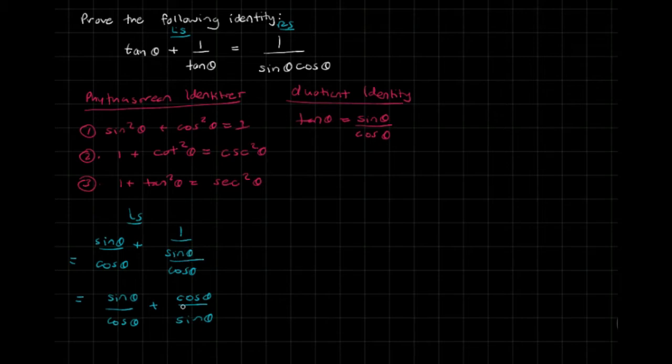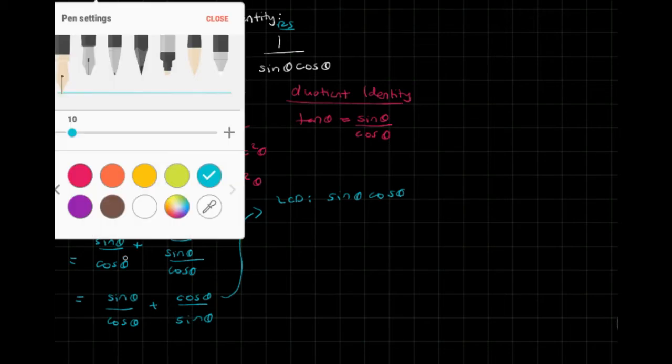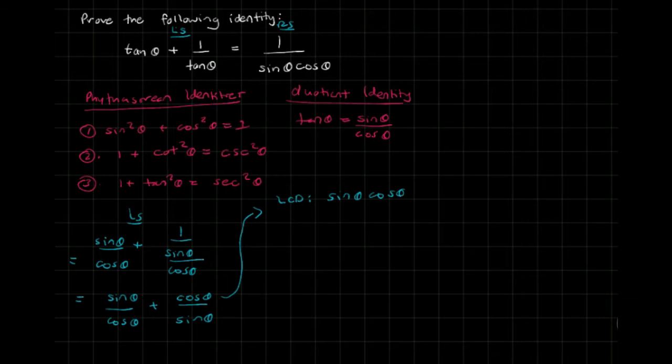Now I want to make a common denominator. The lowest common denominator between these two denominators is sine theta cosine theta, which matches what we see on the right side. So I'm going to multiply this fraction by sine theta over sine theta, and this fraction by cosine theta over cosine theta, to get to this denominator. I'm just creating an equivalent fraction.